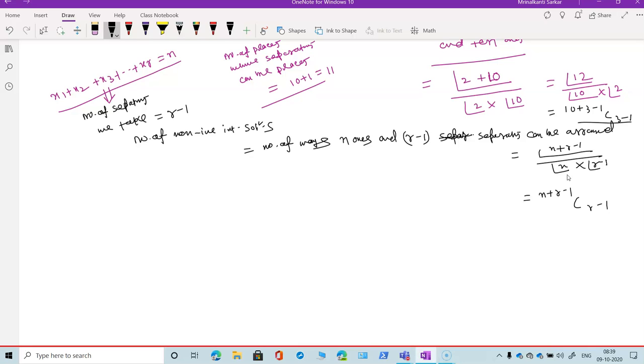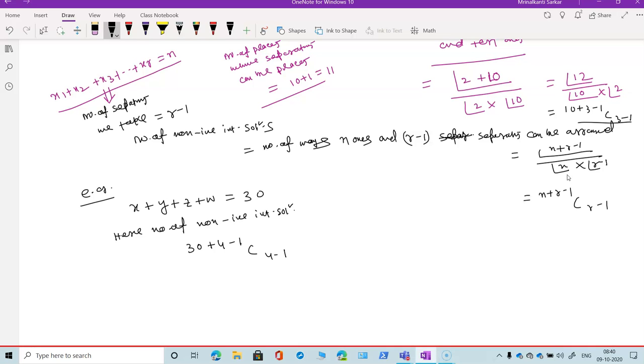If we are going to find, for example, if you are willing to find the number of solutions of this equation, here the number of non-negative integral solutions is going to be 30 plus 4 minus 1 C 4 minus 1, that is 33 C 3.